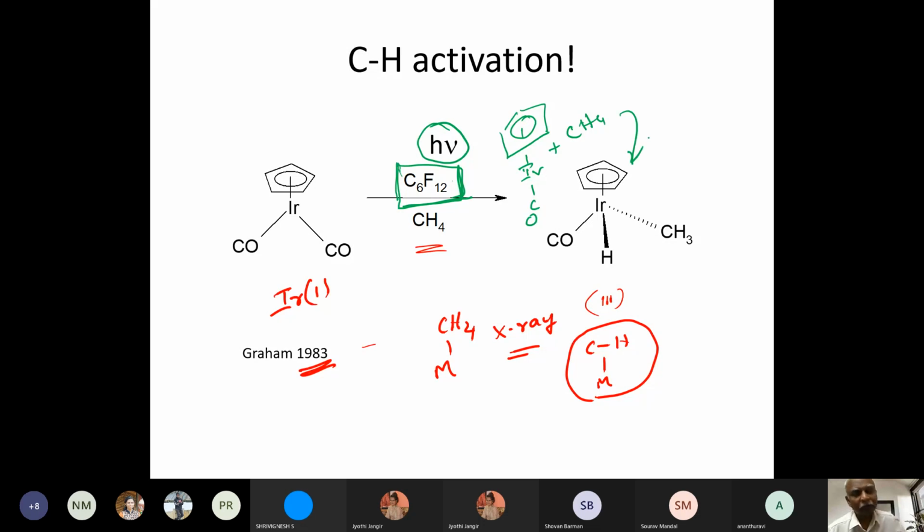Now imagine the reverse reaction. That is just methane elimination from this. You have two very strong bonds to break, and the formation of a carbon hydrogen bond.